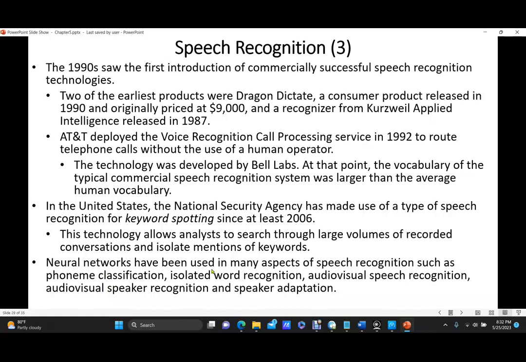Neural networks have been used in many aspects of speech recognition, aspects such as phoneme classification, isolated word recognition, audio-visual speech recognition, audio-visual speaker recognition, and speaker adaptation.